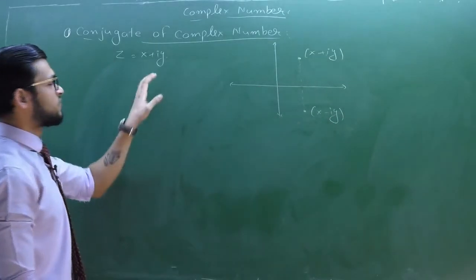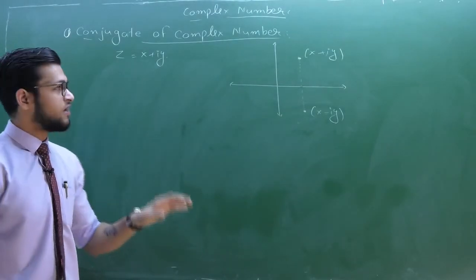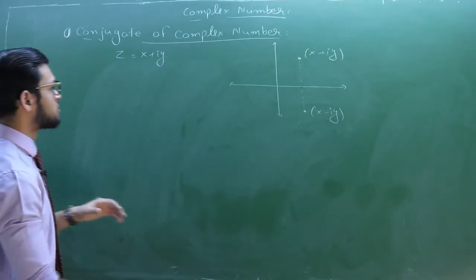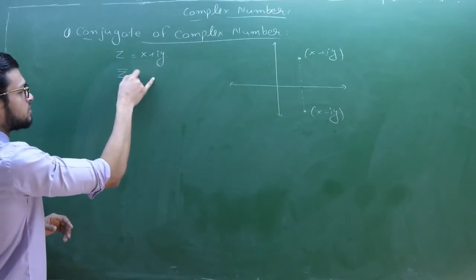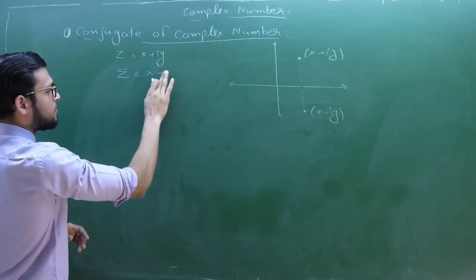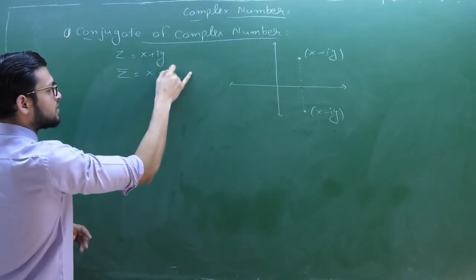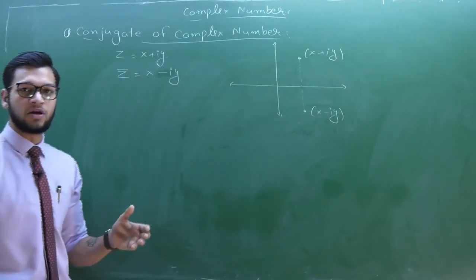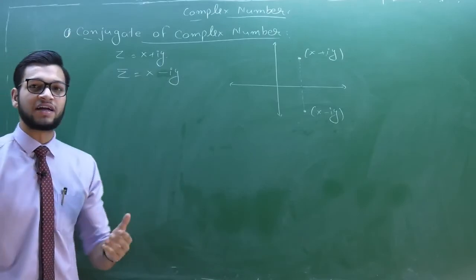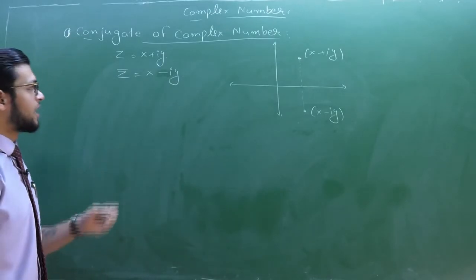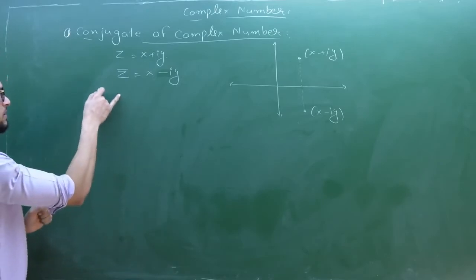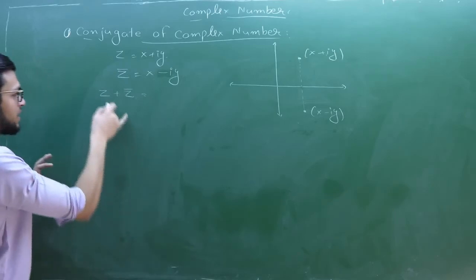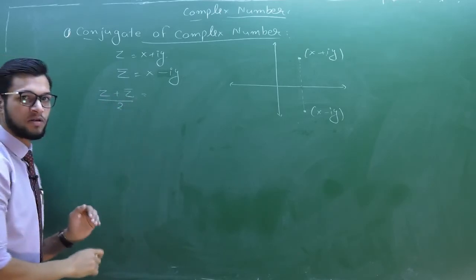Suppose we have z equals x plus iota y. If we take the mirror image of this complex number about the x-axis, then it is called the conjugate of the complex number, which is x minus iota y. Now if we add these two terms, z plus conjugate of z, it will be equal to 2x. If we divide it by 2, this term will be equal to x.